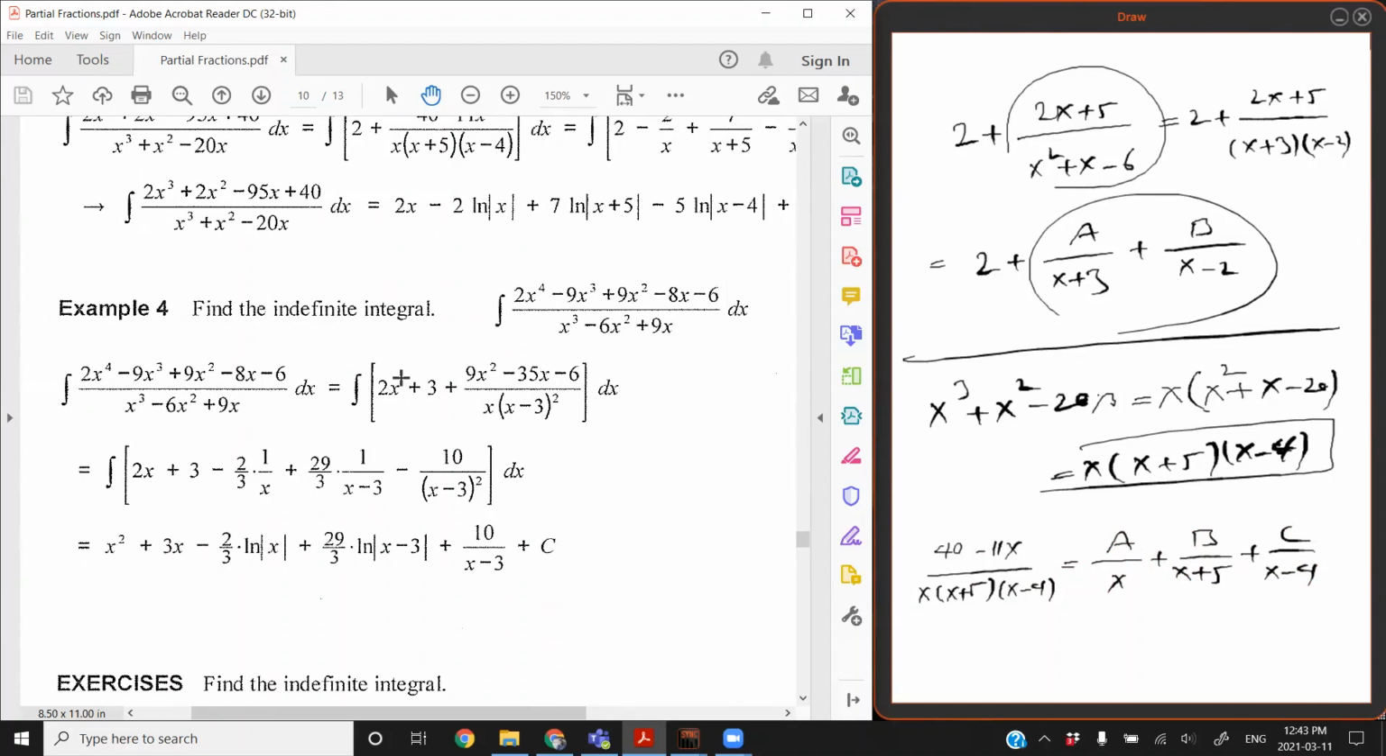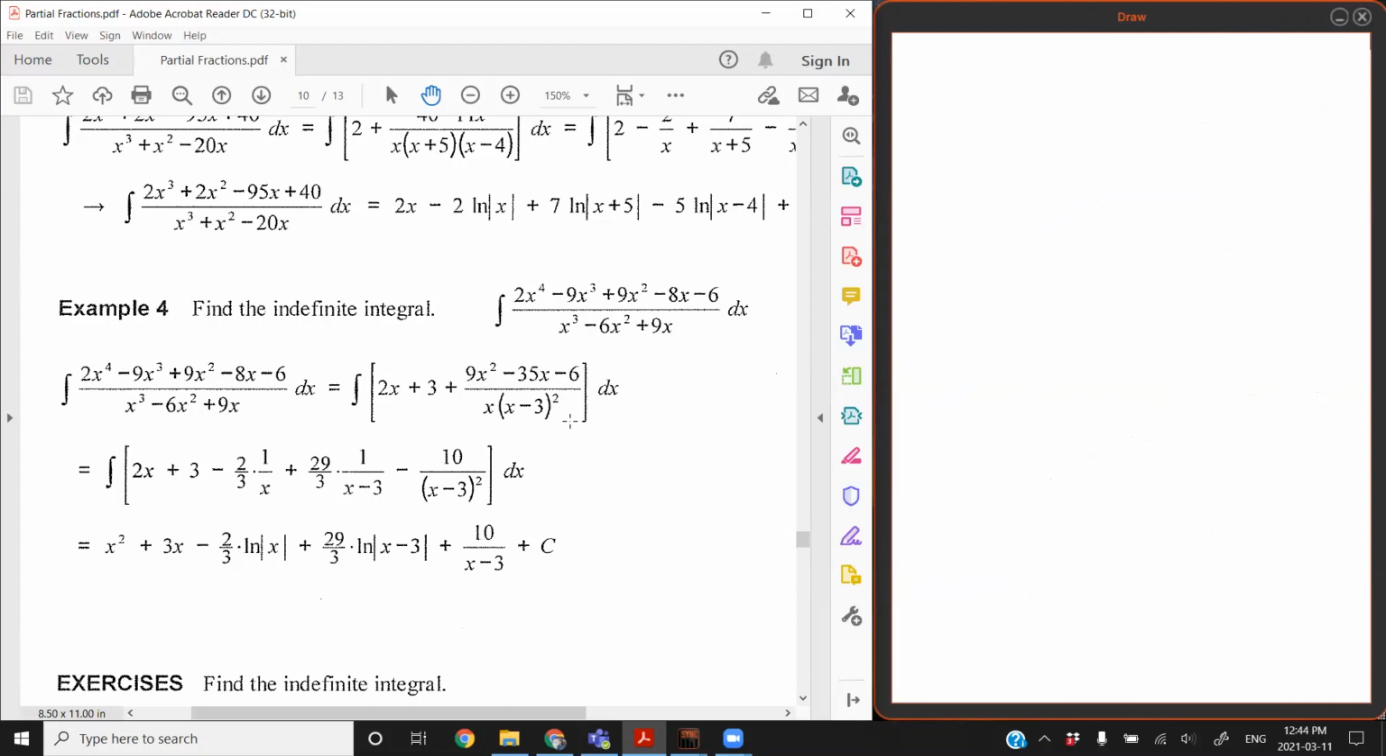Last example. This one is going to be type 2 or case 2, because when you do the division, you're going to get 2x plus 3 as your quotient. You get 9x squared minus 35x minus 6 as your remainder. At the bottom, you have this divisor. And this divisor, if you factor it, it's going to be this. I'm going to show you how to factor that one.